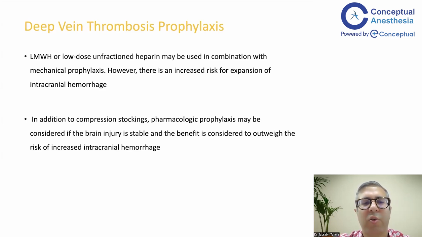Low molecular weight heparin or low dose unfractionated heparin may be used in combination with mechanical prophylaxis. However, remember that these are patients with traumatic brain injury and there is an increased risk of expansion of the hemorrhage, so they have to be used very carefully. In addition to compression stockings, that is mechanical prophylaxis, pharmacological prophylaxis may be considered as soon as the brain injury is stable. And when you feel that the benefit of giving DVT prophylaxis, preventing a pulmonary embolism, because these patients usually are bedridden for a prolonged duration of time, outweighs the risk of increased intracranial hemorrhage as the patient is stable, you can start with low molecular weight heparin or low dose unfractionated heparin.